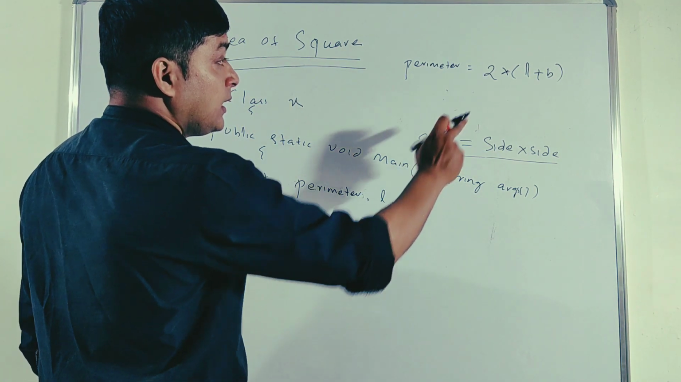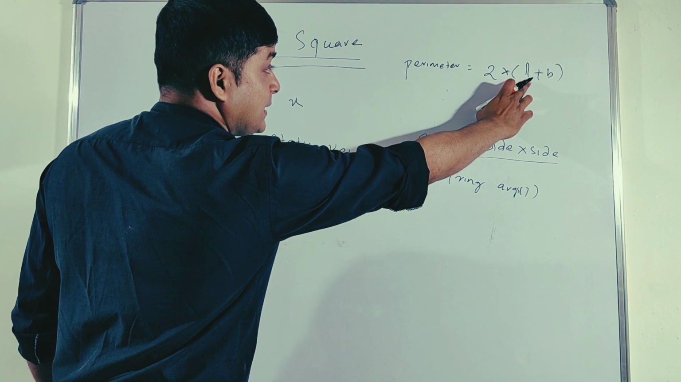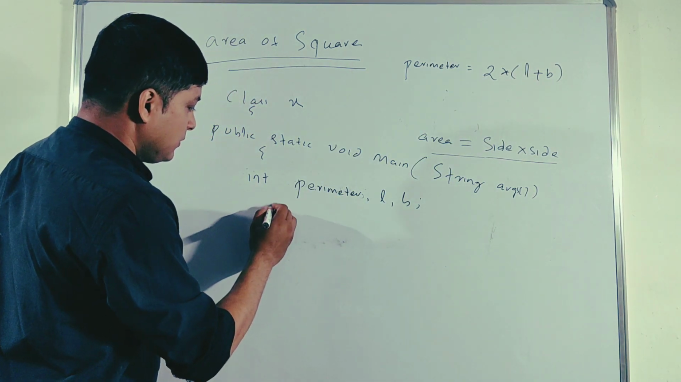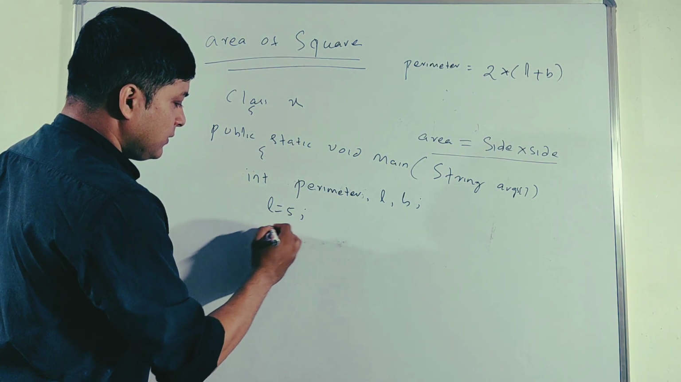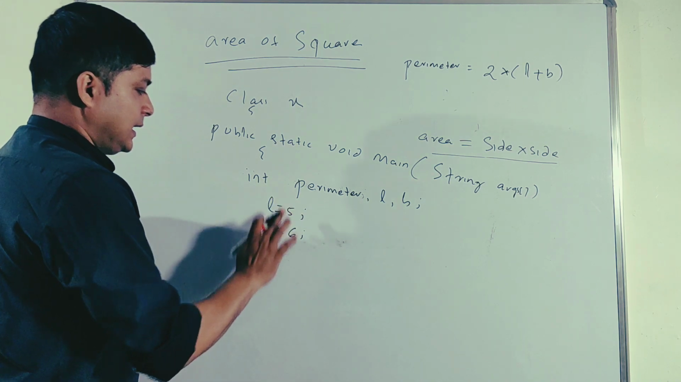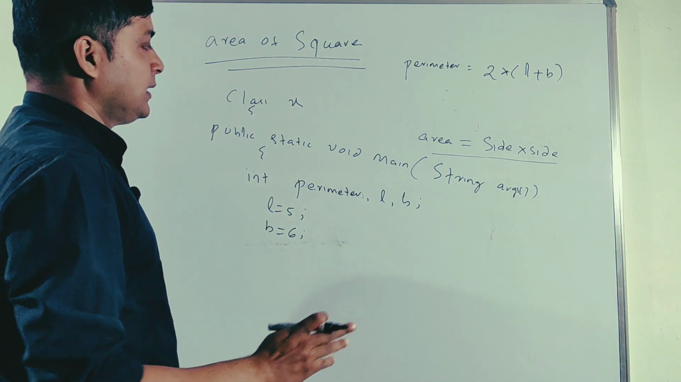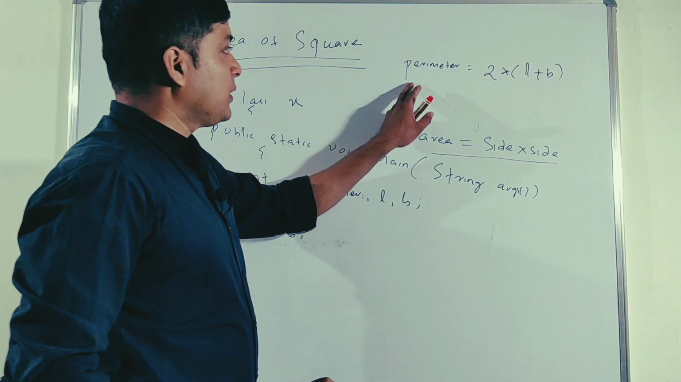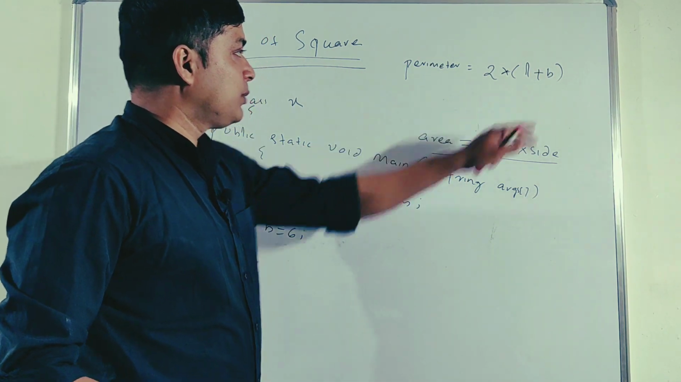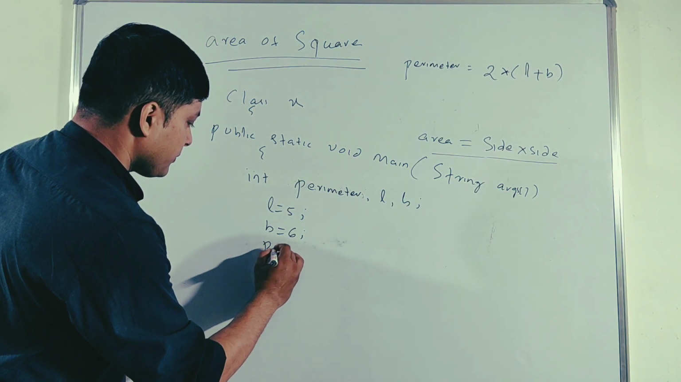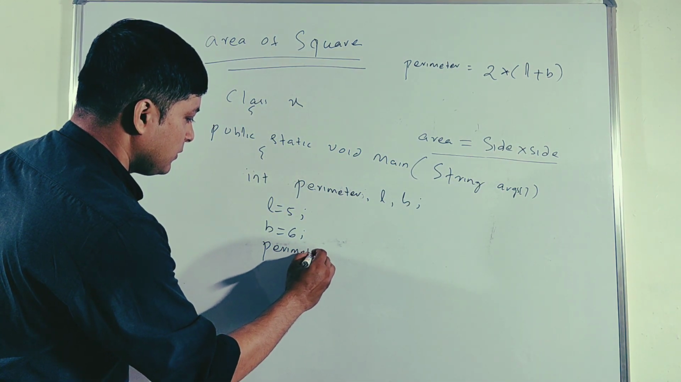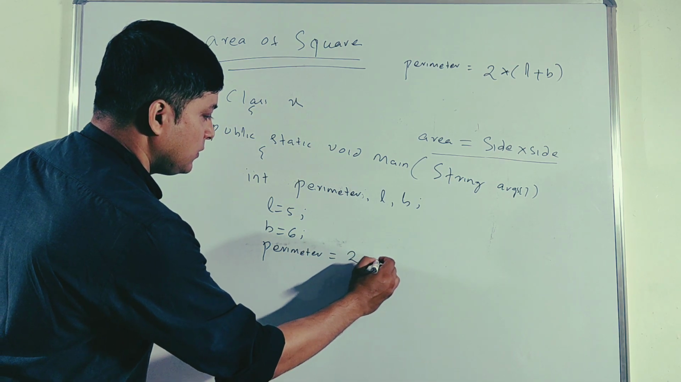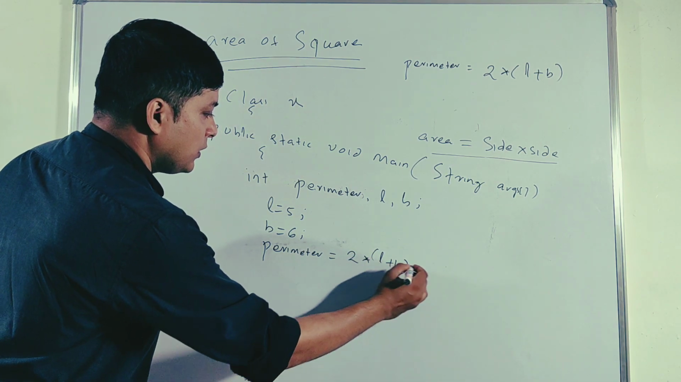Then the rule is, the next step is to initialize the right side value. What is the right side value? L equal to 5, B equal to 6. You can take anything. Then the next step is to write the full program logic. What is the formula? Perimeter equal to 2 into (L plus B). So you have to write perimeter equal to 2 into (L plus B). Write the full logic.